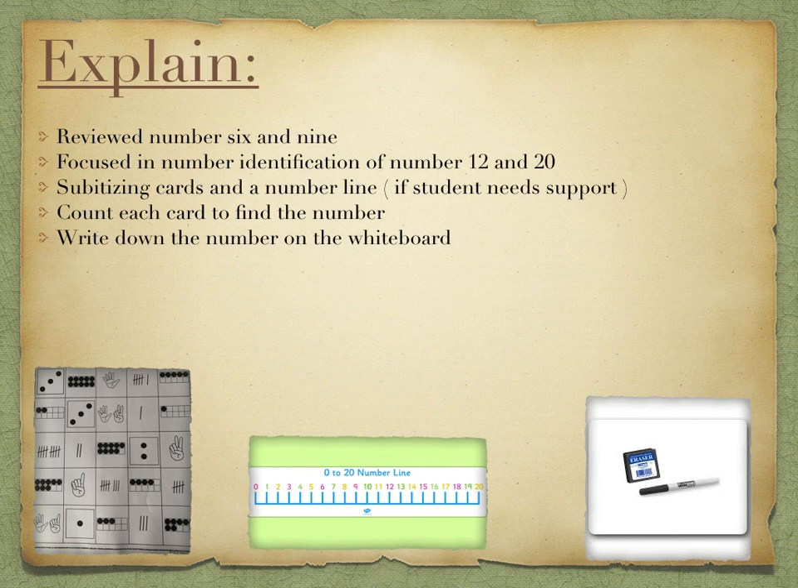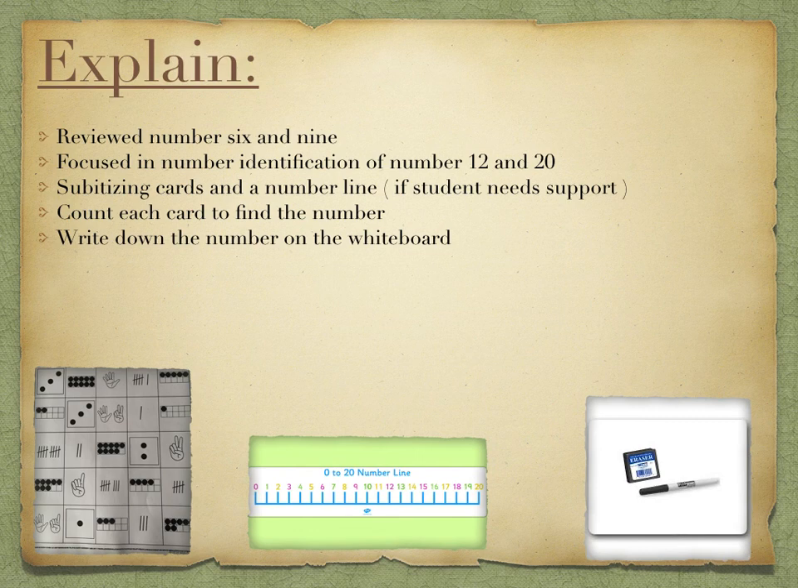And what we did is each card, my student had to look at the card, practice counting what the number was on there, and then on the whiteboard he would write the number. He did have a little challenges on writing down the number. That's why I provided the number line, so he was able to use his finger to count on the number line to that number he needed, and then visually see it and practice writing it on the whiteboard.